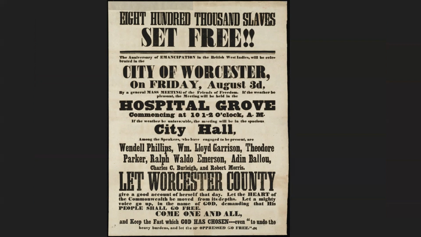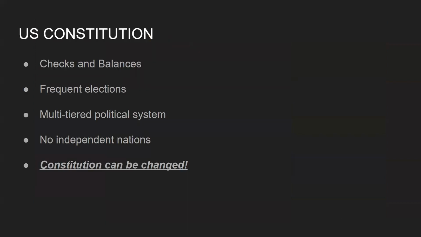There were a few major points in the American Constitution that would make it appear better than the Haitian Constitution from a distance. Some of the main points made are the checks and balances put in place, frequent elections, making sure no one person is in office for too long, a multi-tiered political system ranging from military to small state governments, no state separation from the nation, which was broken by the Confederacy later, and changes can be made to the Constitution in the future if it is voted on.